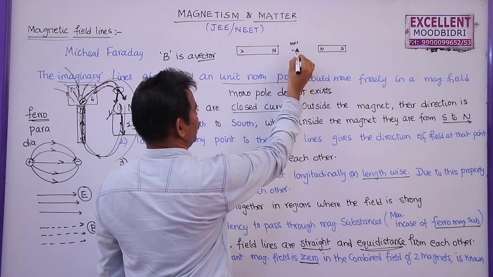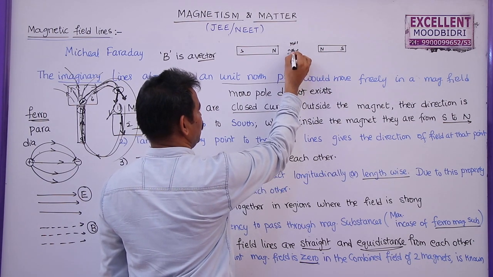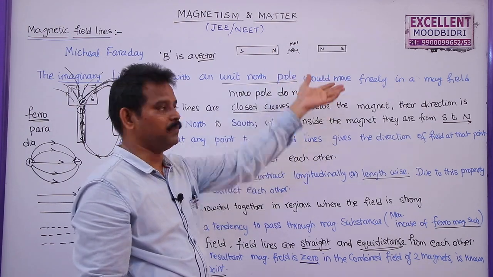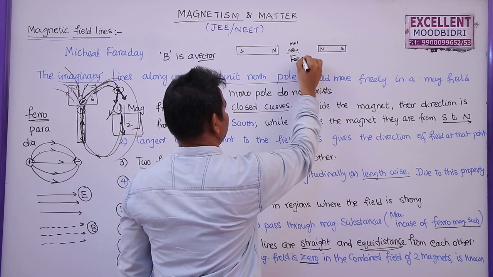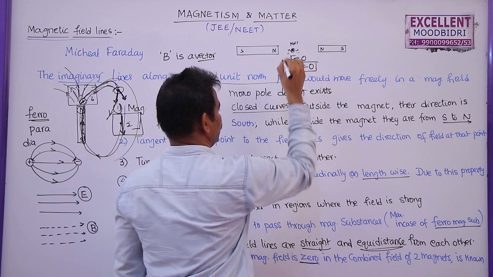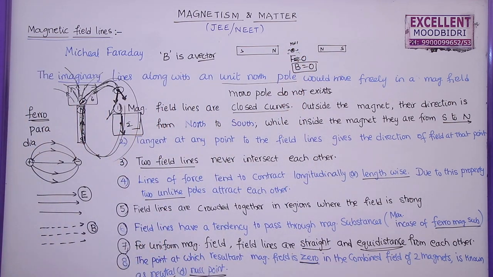Generally these two repel, and if these two forces are equal at this point, the unit north pole will not experience any type of force. So whenever the force is zero, then at that point the magnetic field induction also becomes zero, and that point is called the neutral point, also known as the null point.